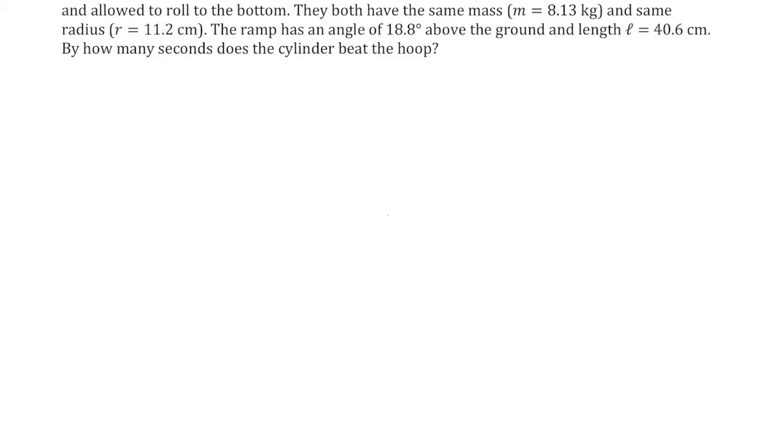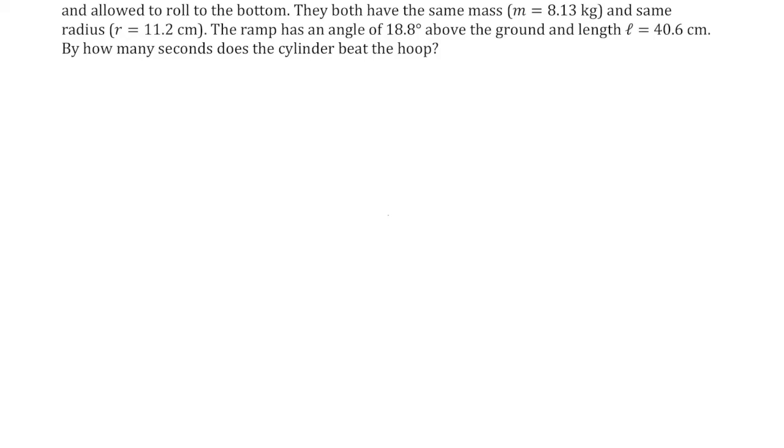They both have the same mass and the same radius. And the ramp has an angle of 18.8 degrees above the ground, and a length of 40.6 centimeters. That allows us to calculate the height, if we need it. And by how many seconds does the cylinder beat the hoop? Why would the cylinder beat the hoop? Because the cylinder has a smaller moment of inertia than a hoop.